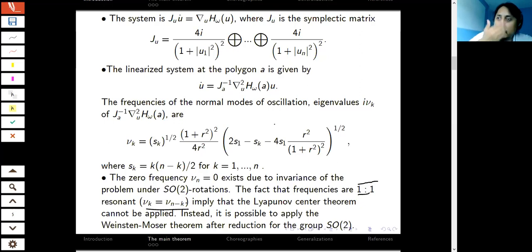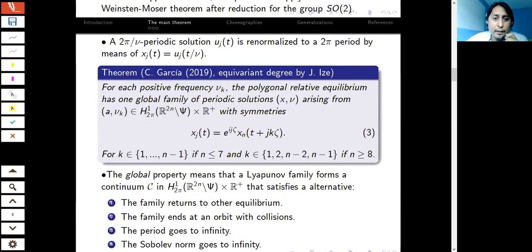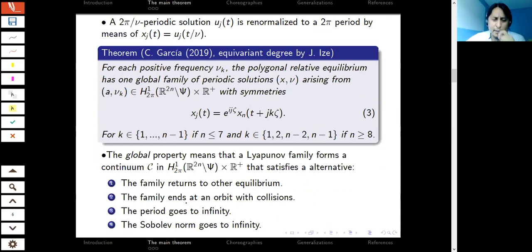What's the problem with the Weinstein-Moser theorem? The problem is that it's just a local result, and also most of the time it does not imply the existence of continuous families of periodic solutions. So instead of that, I'm going to show now my main theorem. It does a little bit more.